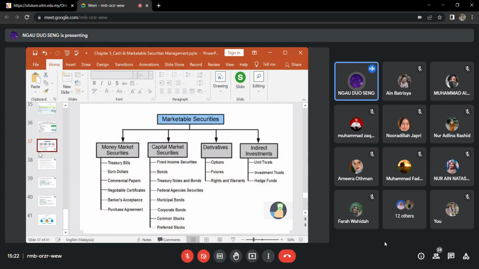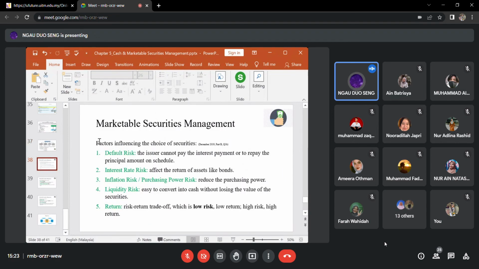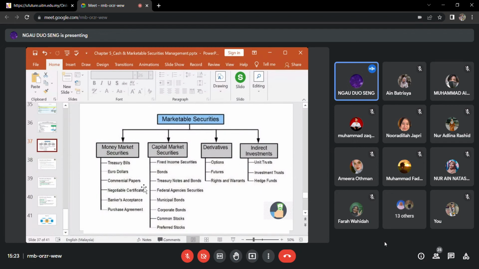All right, then we have marketable securities. You can buy from money market, capital market, derivative, indirect. But normally if they invest in the money market for short term, it is under marketable security. Money market is less than 1 year. Capital market will be long term. And then we have marketable security management: factors influencing the choices of securities. You can see there are many options.